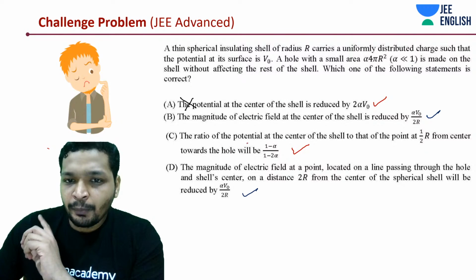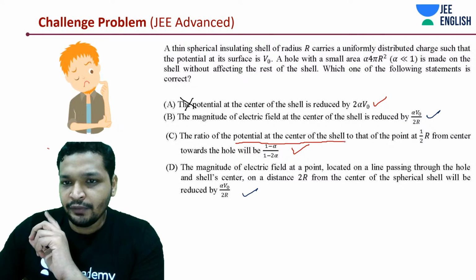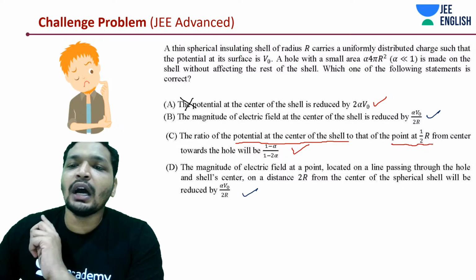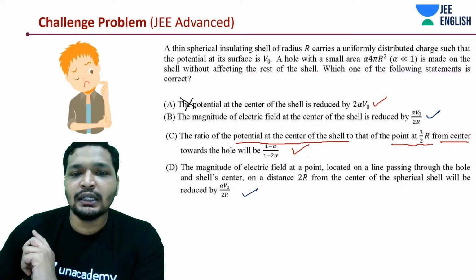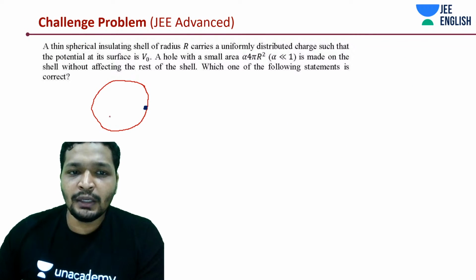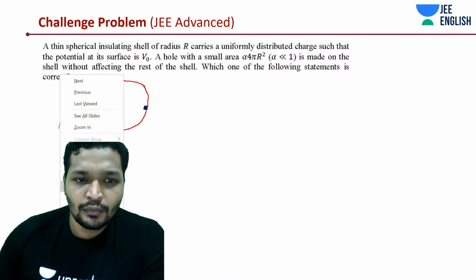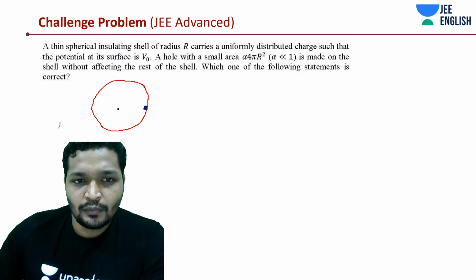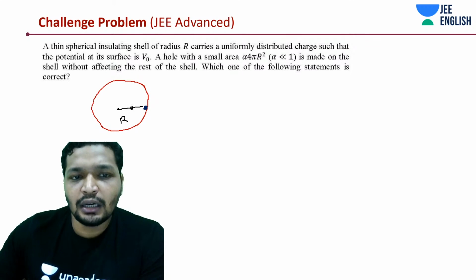So the ratio of the potential at the center, which we just derived, of the shell to that of the point at r by 2 from the center. So basically at r by 2. This is r. You're assessing at something like r by 2.